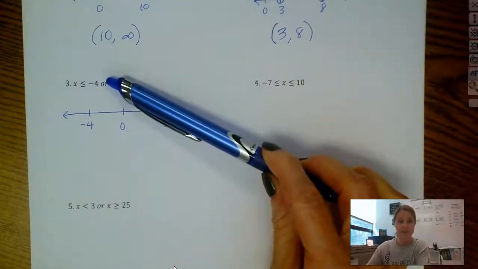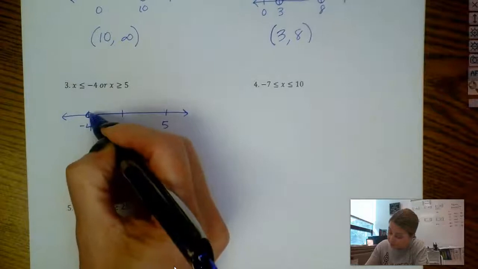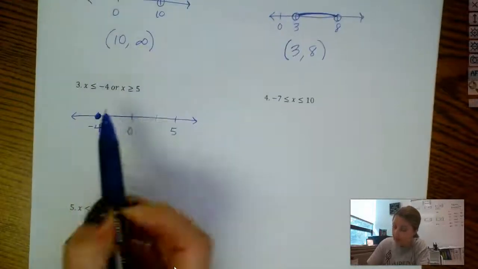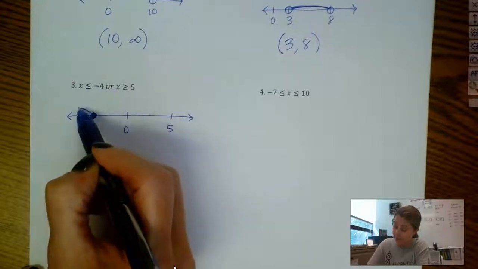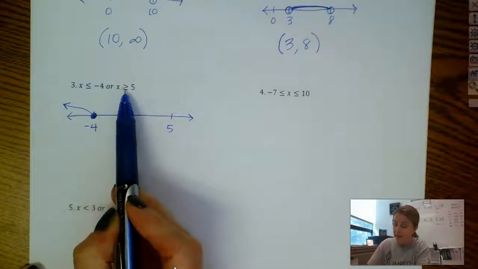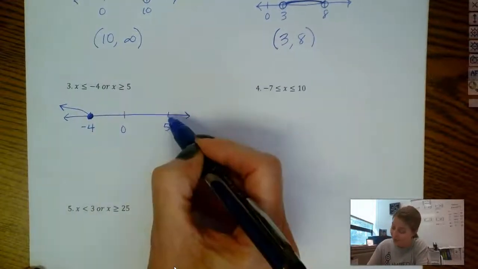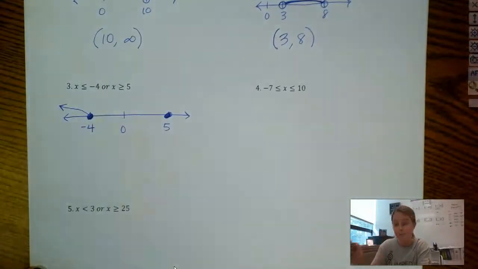So we're going to graph x is less than or equal to -4. So I want a closed circle. And then I'm going to point to all the answers that are less than or equal to -4. So it's going to go here to the left. Now graph x greater than 5. So another closed circle. And then greater than or equal, I'm going to point to the right.